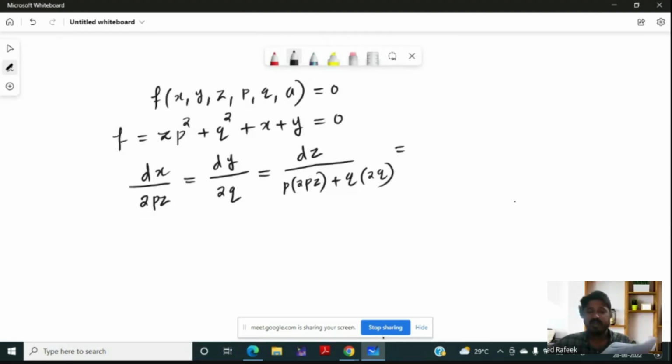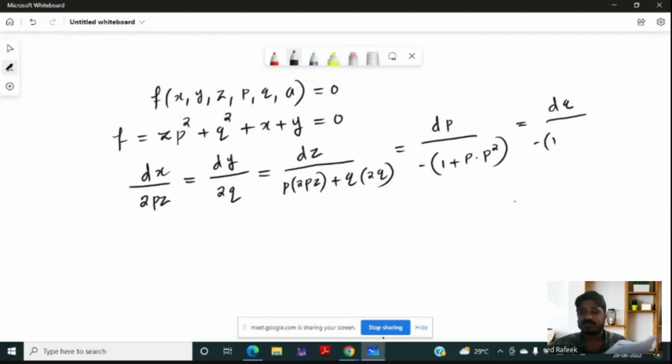Then dp by minus of fx plus pfz. fx: differentiate with respect to x, you will get 1. pfz: p into p square, differentiate with respect to z, you will get p square. dq by minus of fy plus qfz. fy you will get again 1, and qfz is q into p square.